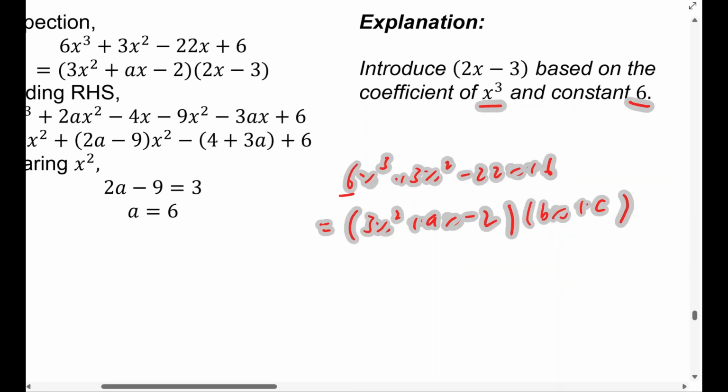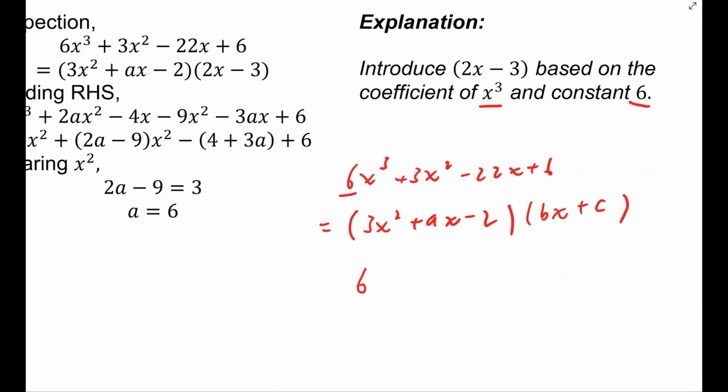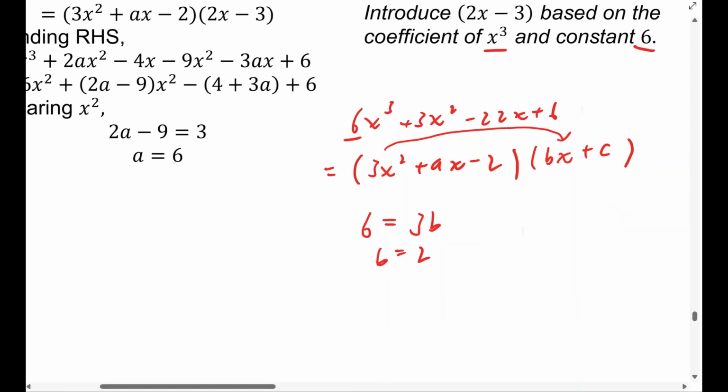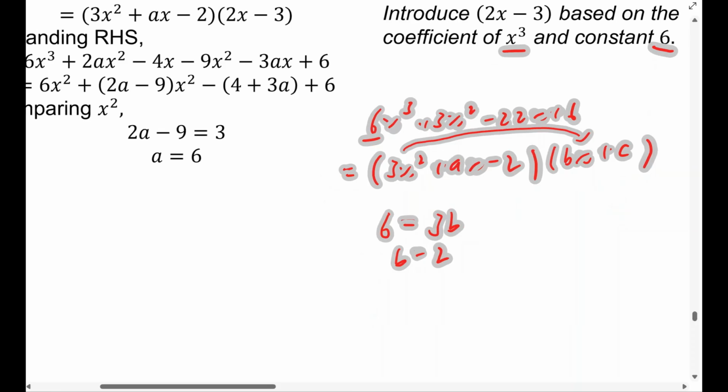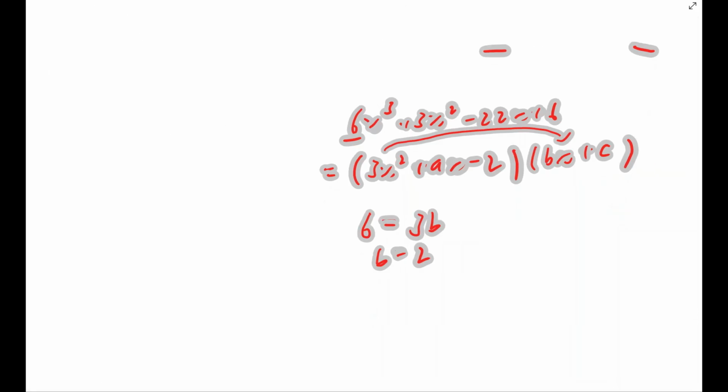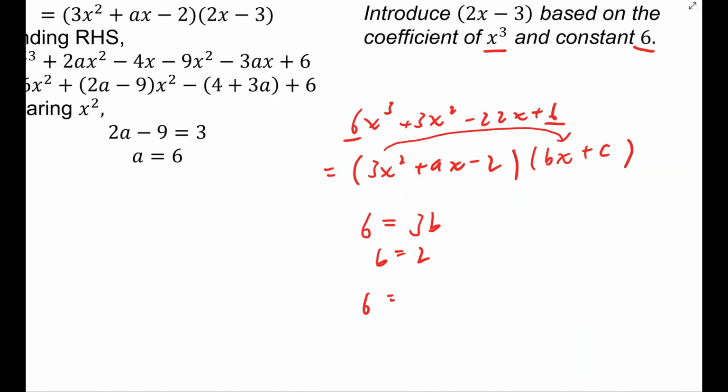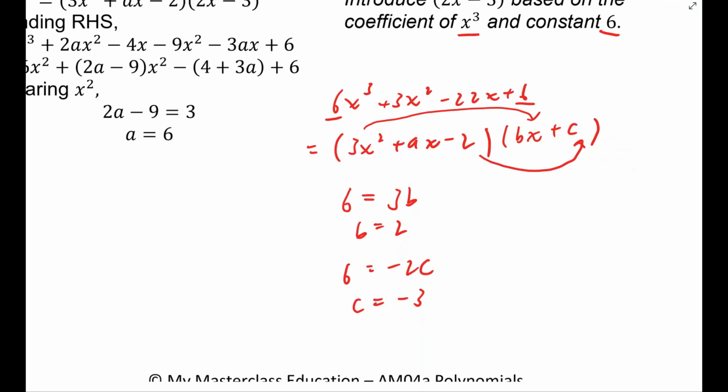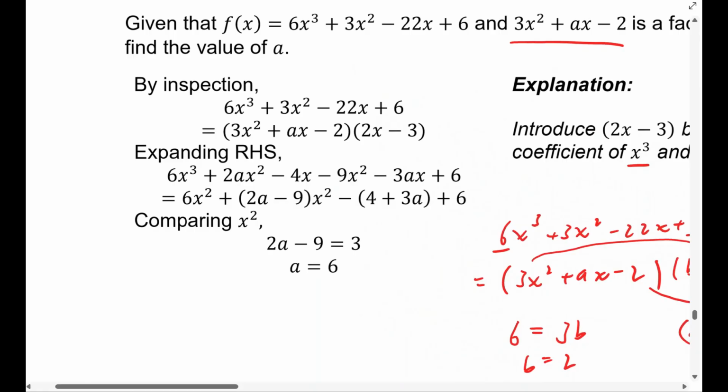On the left hand side, the coefficient of x cubed is 6. On the right hand side, it will be 3x squared times bx, so 3b. That's how we get b equals 2. Now for our constant, on the left hand side it is 6, and on the right hand side it is minus 2 times c. So we get c equals minus 3. Subbing our b and c back in, our linear factor is 2x minus 3. And that's how we arrive here.